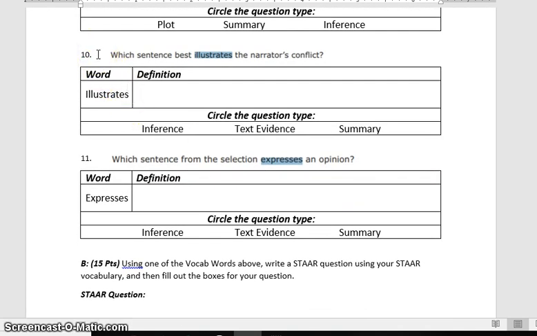Number 10. Which sentence best illustrates the narrator's conflict? What is the definition of illustrates? What type of question is this? Inference, text evidence, summary.